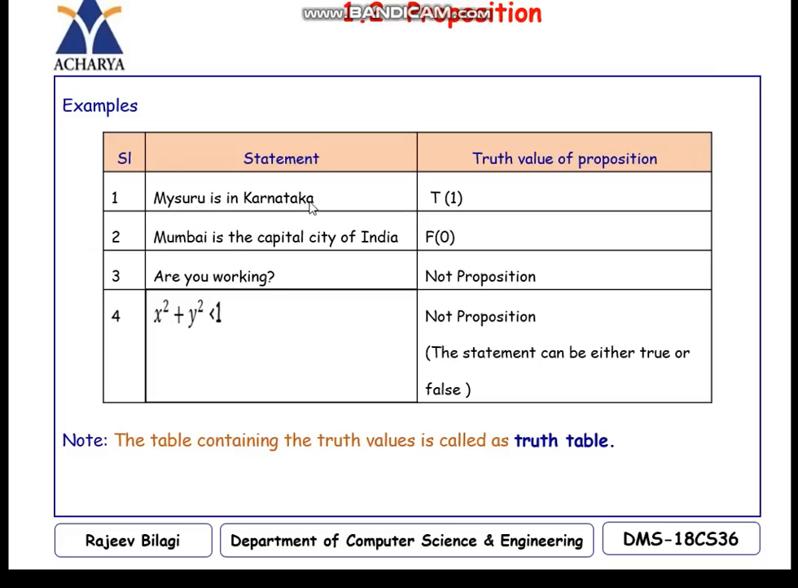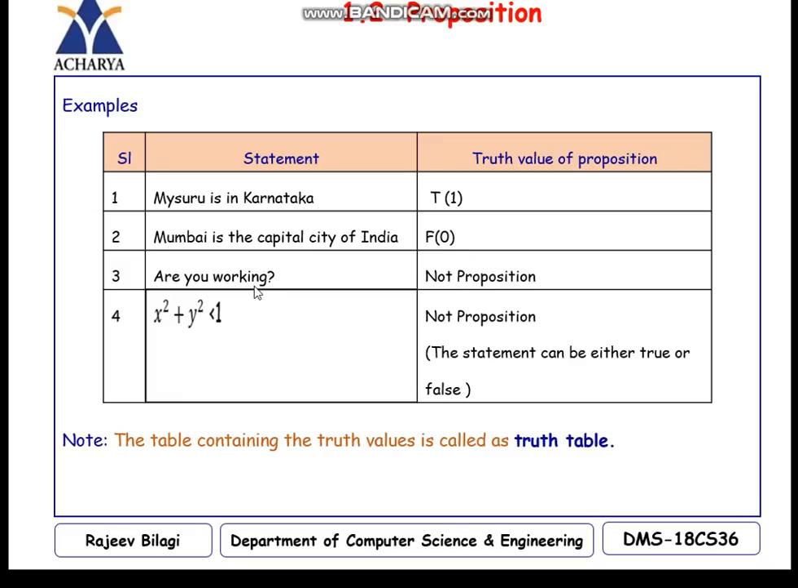The first example: Mysore is in Karnataka. This statement can be either true or false, and as far as this statement is concerned, it is true. Hence I have represented it with T or 1. Second example: Mumbai is the capital city of India. This is a wrong one, a false one, so I can represent it with F or 0.